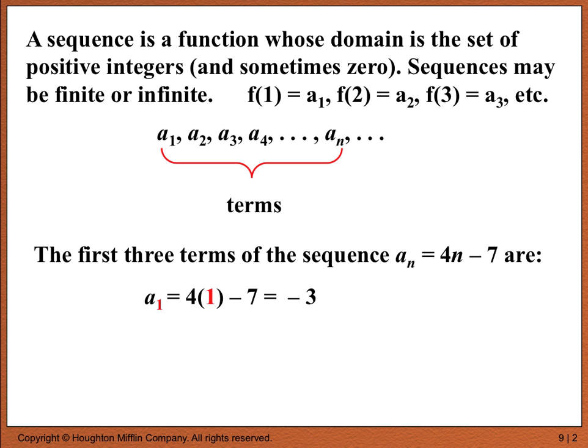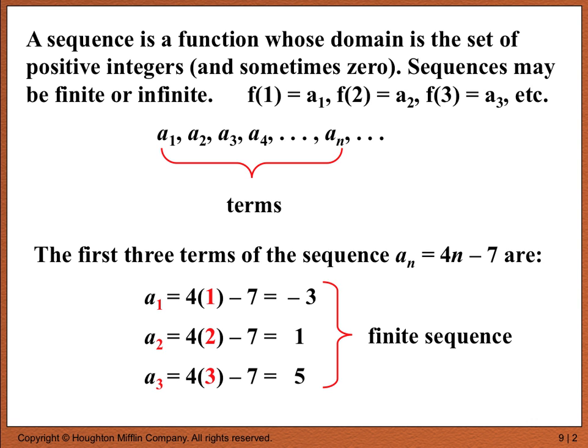Let's look at an actual sequence. The first three terms of the sequence an equals 4n minus 7 are: a sub 1 equals 4 times 1 minus 7 equals negative 3. Notice that what we plugged in for n is just the particular number of term that we were talking about. So a sub 1, the first term, means that n equals 1, so I plug 1 in for n. 4 times 1 minus 7 equals negative 3.